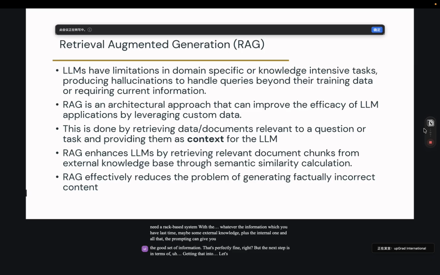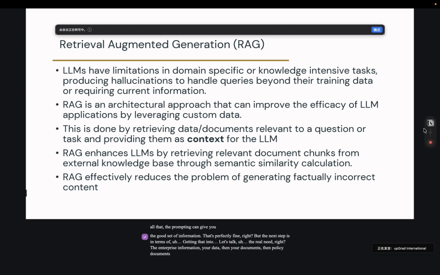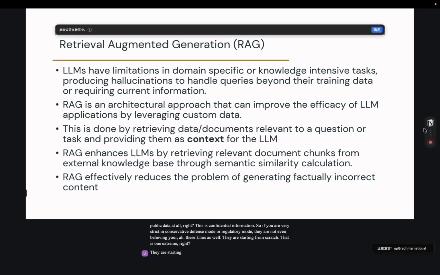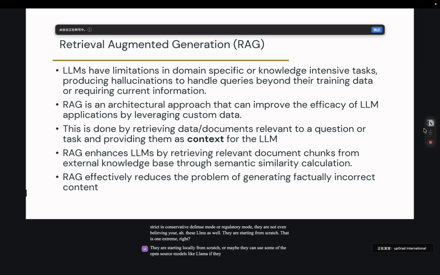let's talk the real need, right? The enterprise information, your data, then your documents, then policy documents, or maybe your MOUs, memorandum of understanding, that is not public data at all, right? This is confidential information. So if you are very strict in terms of a defense mode or regulatory mode, they are not even trusting these LLMs as well. They are starting from scratch. That is one extreme, right? They are starting locally from scratch, or maybe they can use some of the open source models like Llama if they really want to, depending on the severity of the privacy aspects.